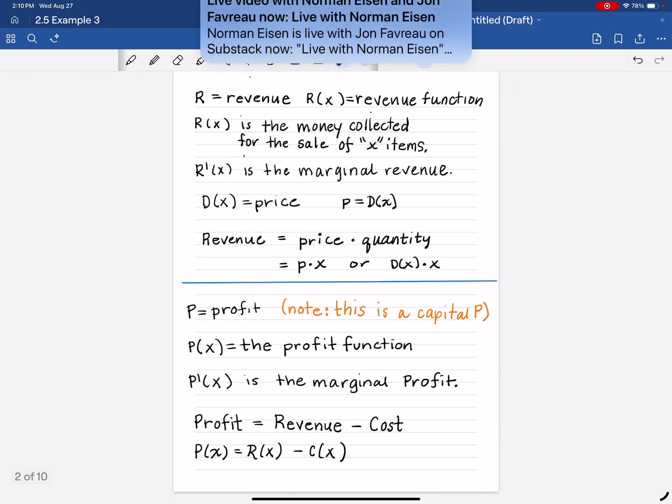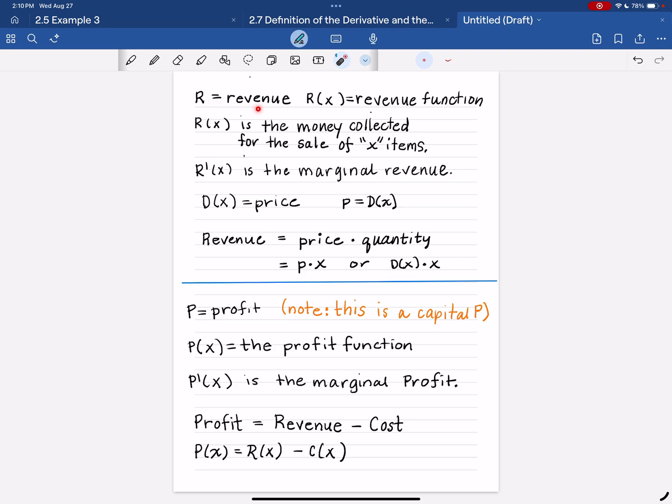The next element is revenue. The revenue function is R of X. R of X is the money collected for the sale of X items. You have to sell something in order to take in the money. That's called your revenue. R prime of X is the marginal revenue. So that's how the revenue is changing at the sale of X items.